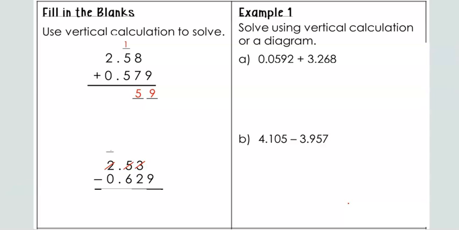Then we have 5 plus 5 is 10, plus 1 is 11. We're going to write down the 11, carry the 1 again. 2 plus 1 is 3. Notice all of our decimals stay lined up. This gives us 3 and 159 thousandths. Our next problem is subtraction.